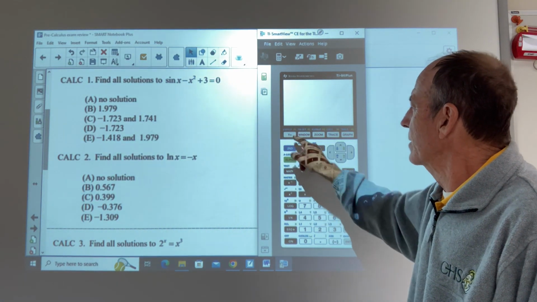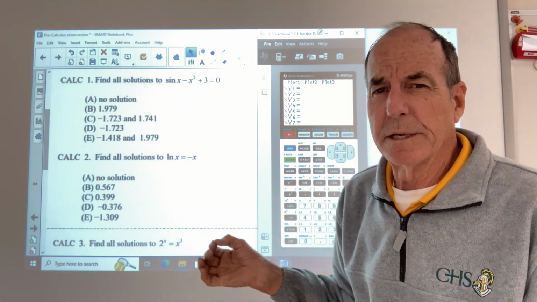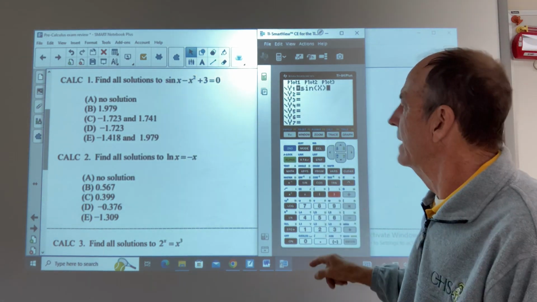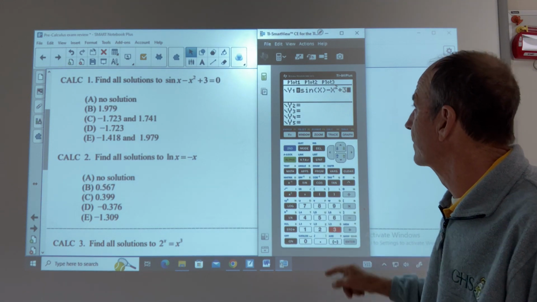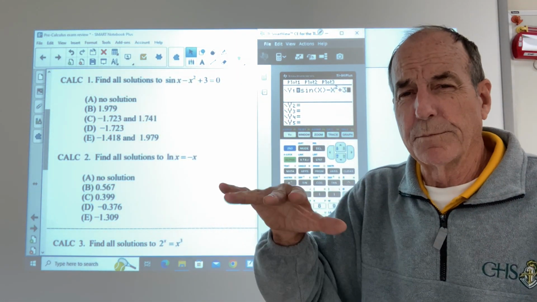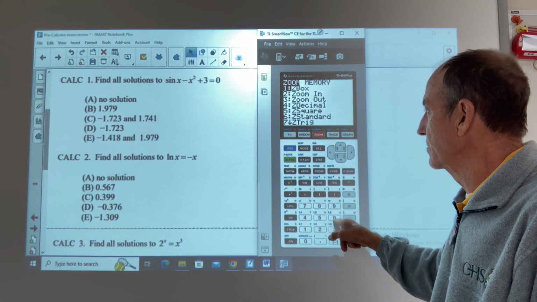The second thing you want to do is enter the equation in as y1 on the graphing calculator. So sine of x, take away the x squared and add the 3, okay? Notice that it does equal 0, so when we get the graph, we'll be looking for the zeros. Zoom 6 is the best way to do that.